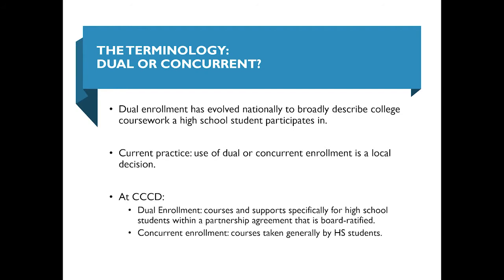We also have concurrent enrollment, which is a much more broad term that describes just courses that are taken generally by high school students. For example, this is just your high school student who is the minority in a class full of college-age students. It's not specifically for that high school. It's not necessarily part of a pathway. It's just students who have an interest in the class and they want to take this class at the college campus or online.